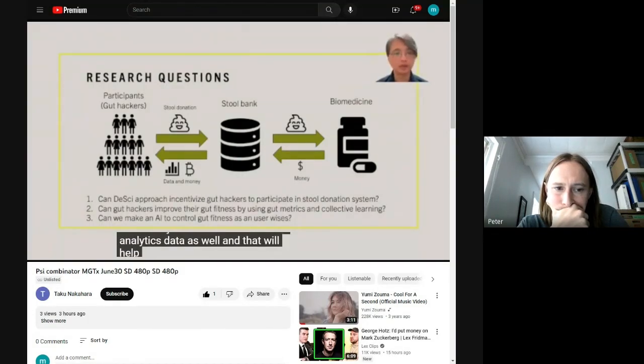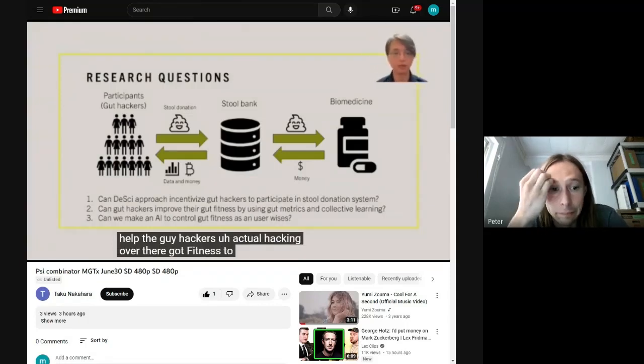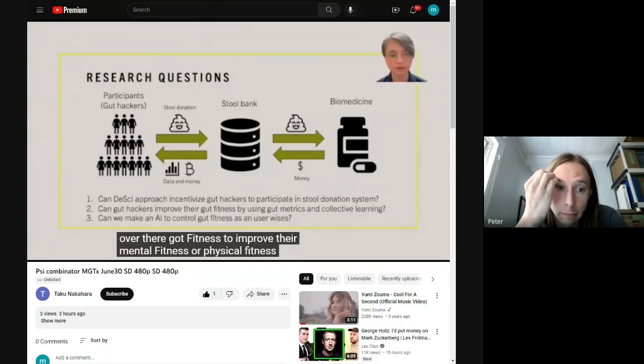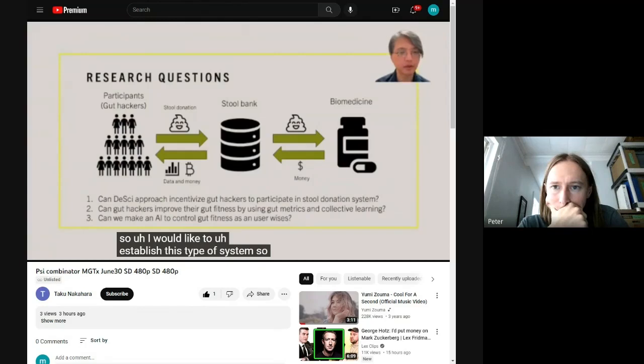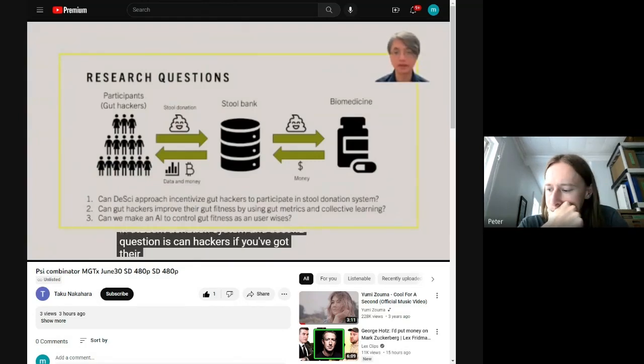And that will help the gut hackers actually hack their gut fitness to improve their mental or physical fitness. So I would like to establish this type of system. My research questions are: can this approach incentivize gut hackers to participate in a stool donation system? And second, can gut hackers improve their gut fitness by using gut metrics and collective learning?